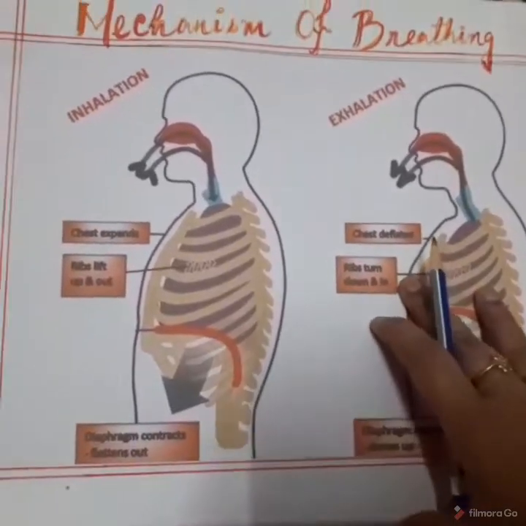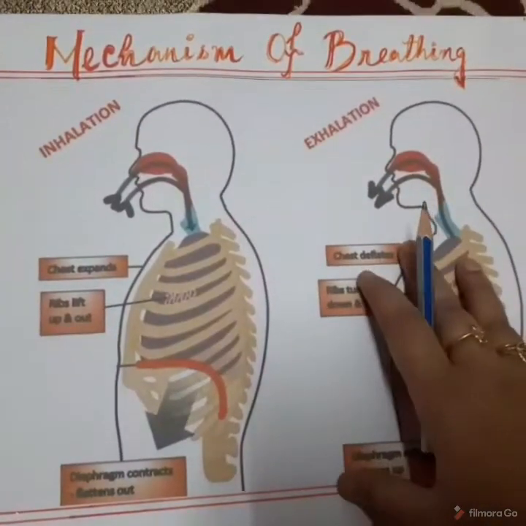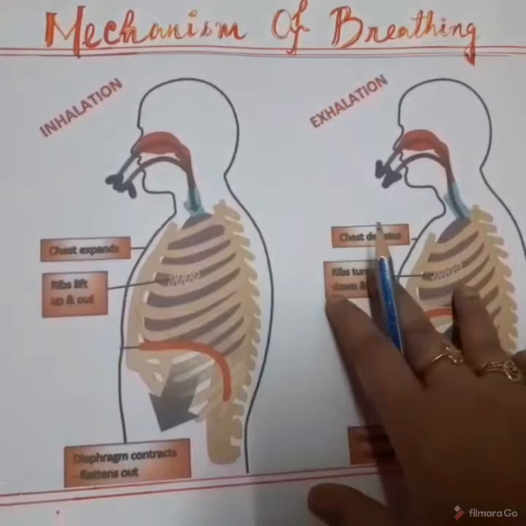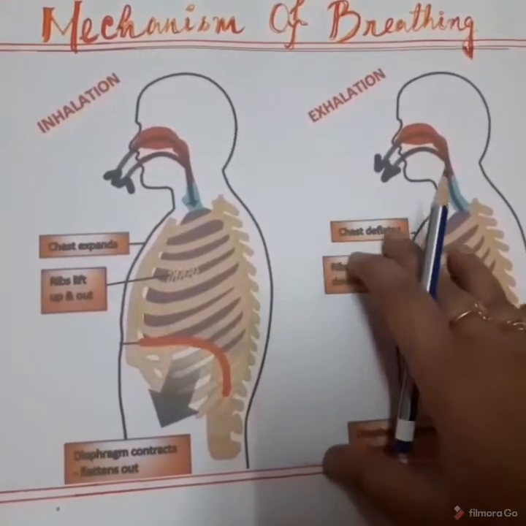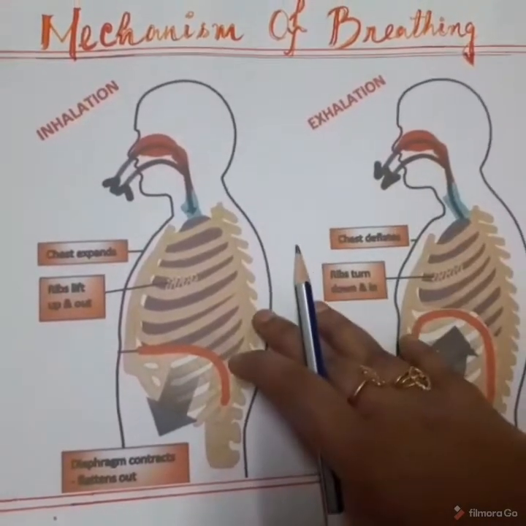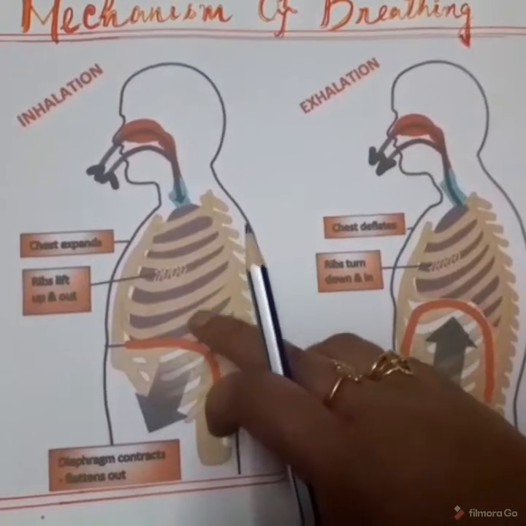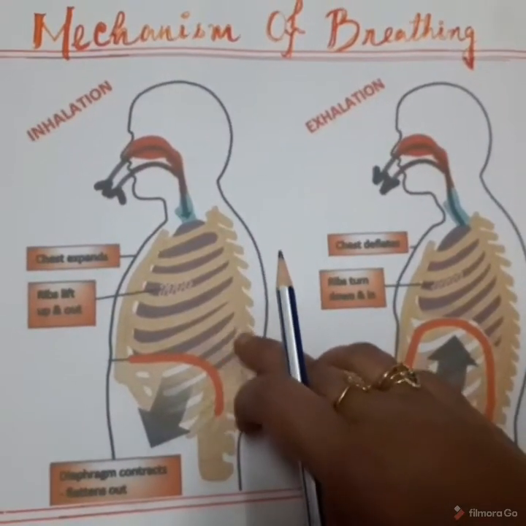So now let us come to the process. The process of breathing consists of two major steps. One is inhalation, the other one is exhalation. So what is inhalation? Inhalation is the taking in of air rich in oxygen, as we know.